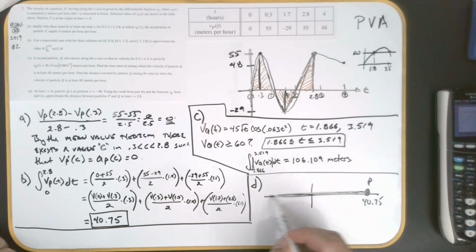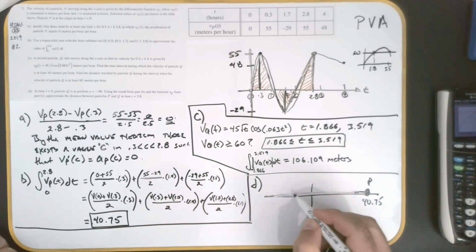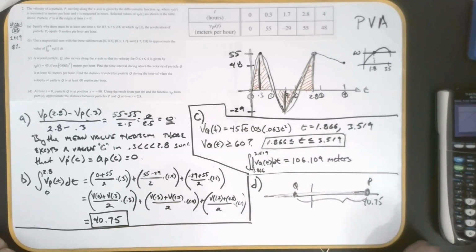The other particle is moving along somewhere, and it stops somewhere. Maybe it stops here. That's where particle Q stops at 2.8. So what they're saying is use this approximation, solve for this one, and tell us how far apart they are after 2.8 seconds. That's what they're saying.